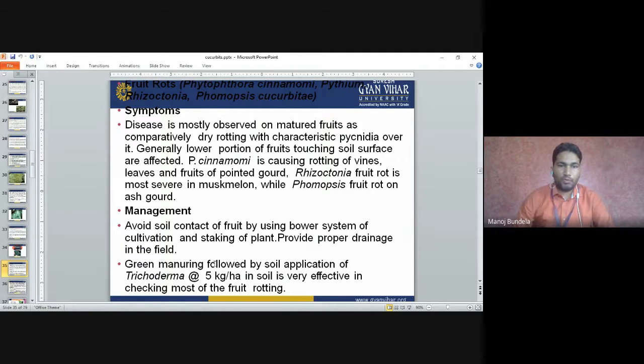Management: avoid soil contact to the fruits by using the bower system of cultivation and staking of the plant. Provide proper drainage in the field. Green manuring followed by soil application of Trichoderma at 5 kg per hectare is very effective in checking most of the fruit rotting.